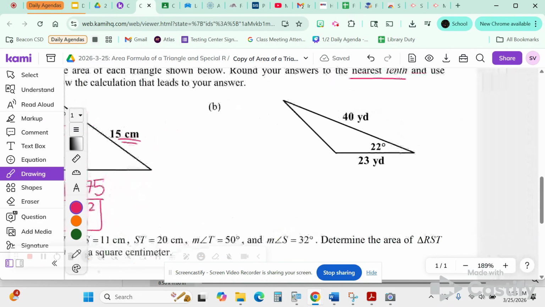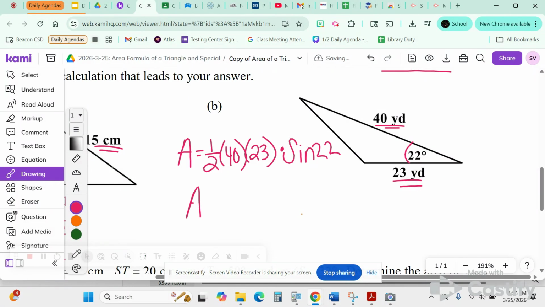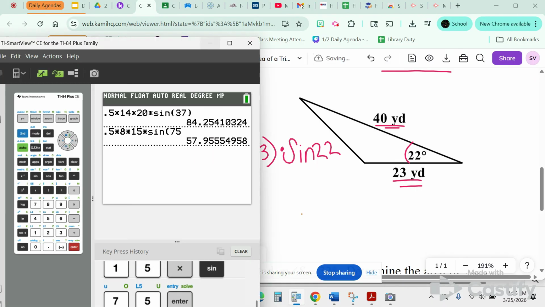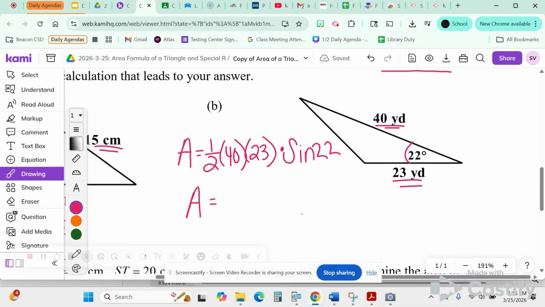So let's take a look at B. Same situation. I have my two sides. The angle is in between. So setting up my formula, I have 1/2 times 40 times 23 times the sine of 22. And again, plug it directly into your calculator. We've got 0.5 times 40 times 23 times the sine of 22, which brings us to 172.3. 172.3 as our final answer, with yards squared.